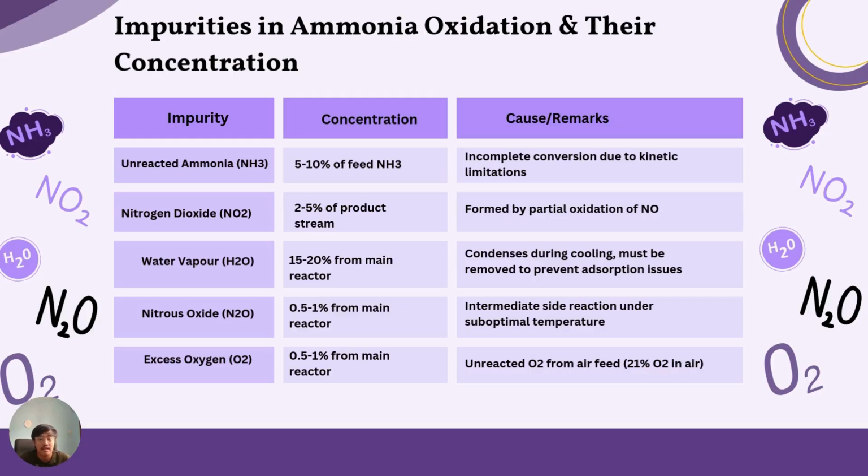Lastly, the factors affecting impurity concentration. Several factors influence impurity levels. Temperature: 800 to 900 degrees Celsius favors NO formation over N2 and N2O. Excess oxygen enhances NO2 production through secondary oxidation. Longer residence time reduces NH3 presence but may increase NO2 formation due to extended NO exposure to oxygen.